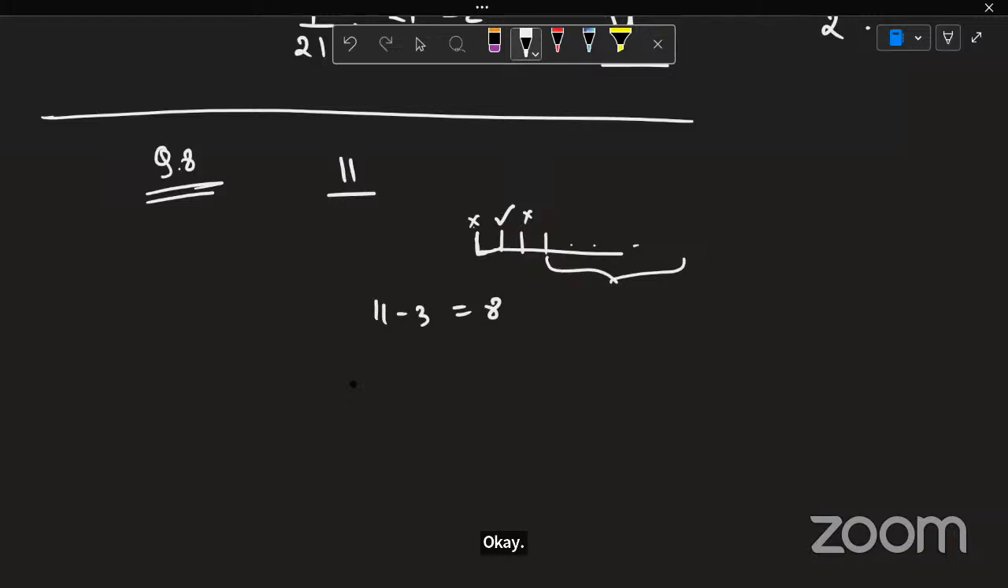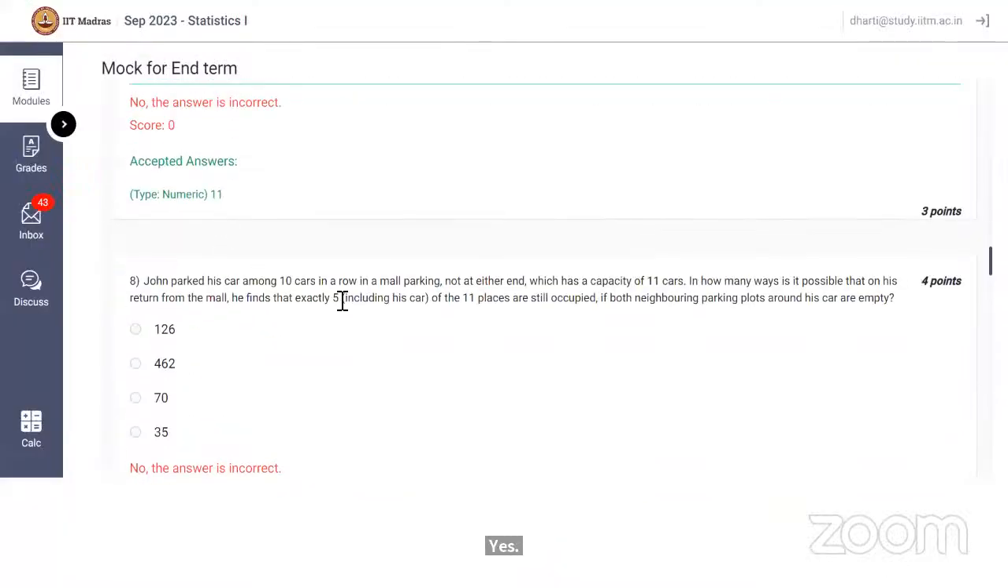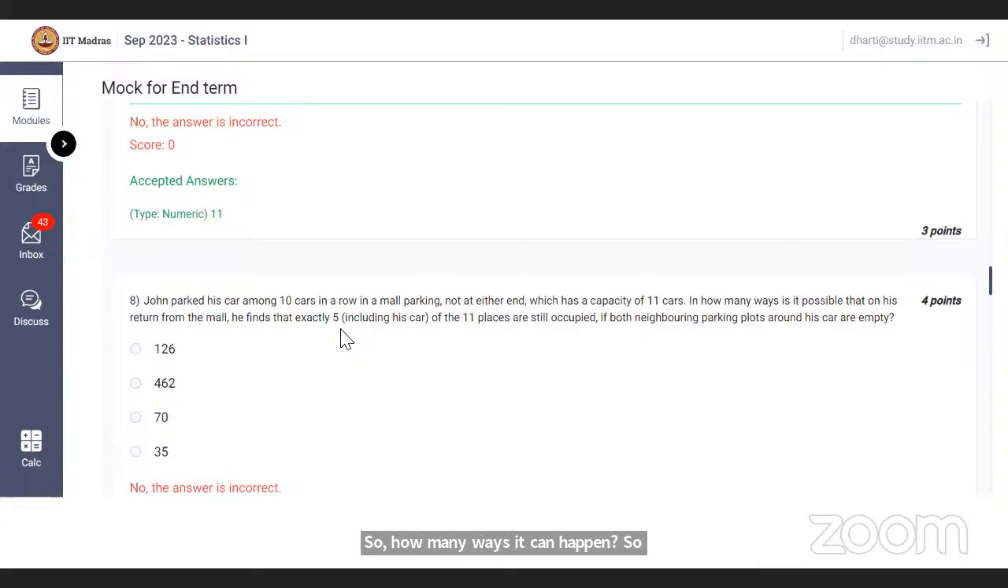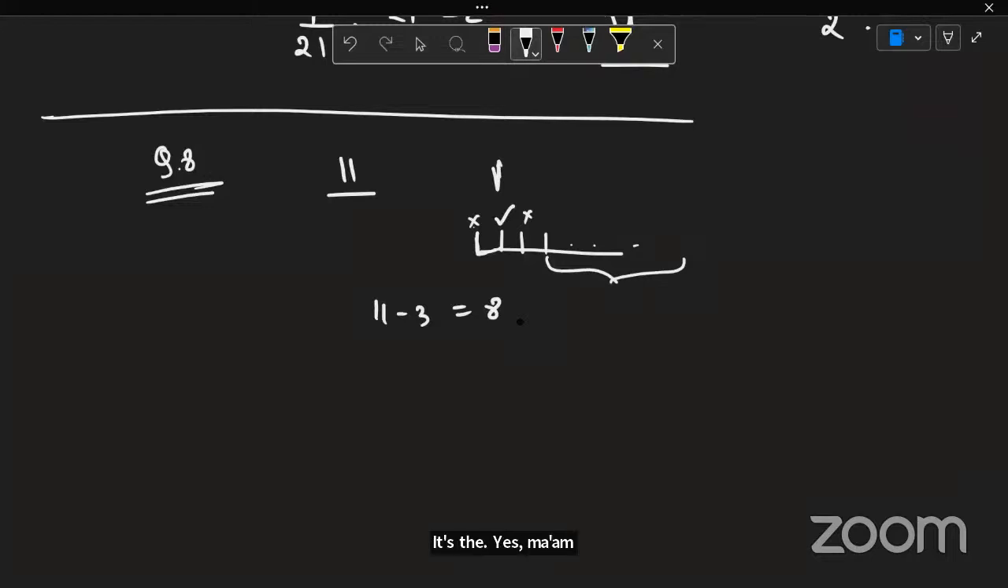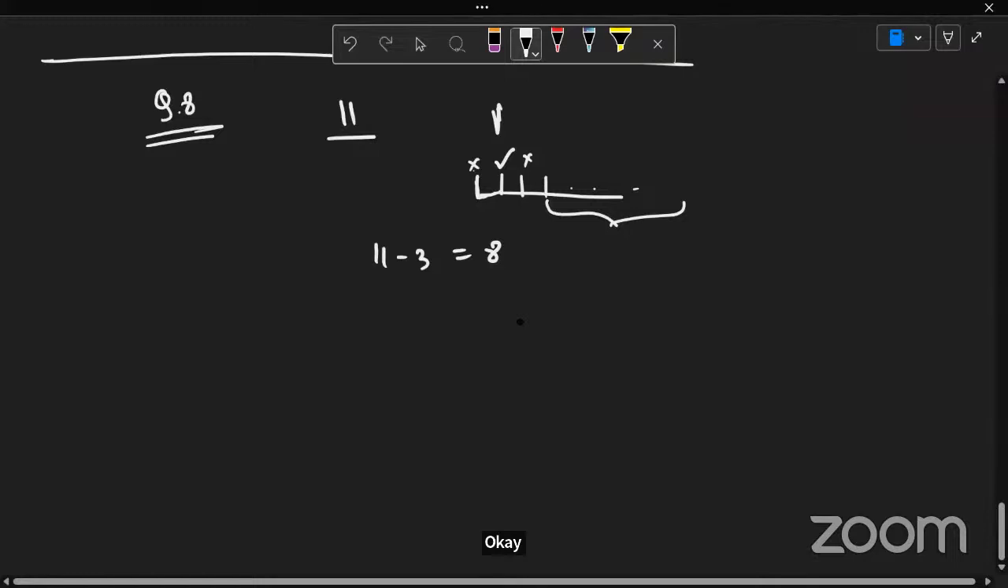Out of these 3 positions, one car has occupied this place, right? They said to find the number of ways that 5 cars are occupying the space. He finds that exactly 5 of 11 places are still occupied. So how many ways can it happen? How will you go for that? You know that one car is here. So 8C4. Yes, ma'am, 8C4.